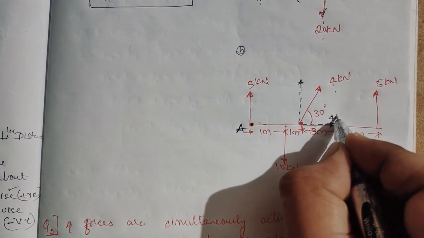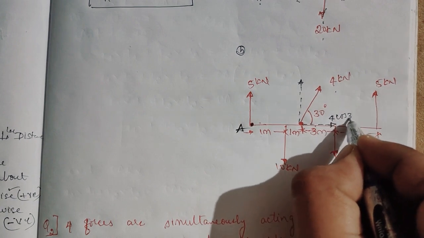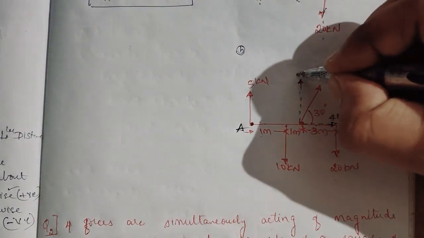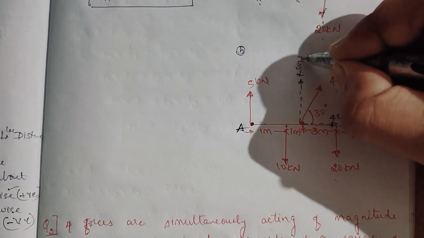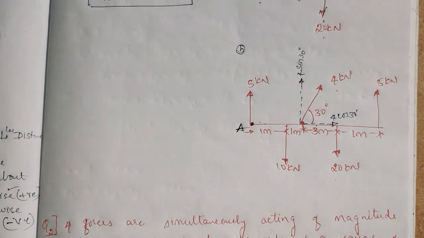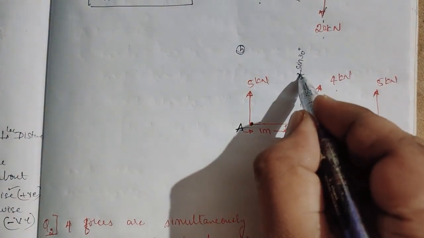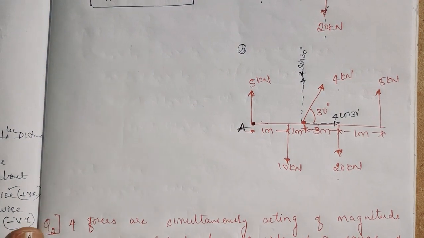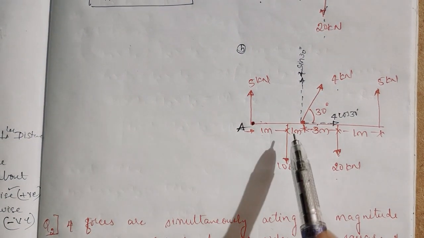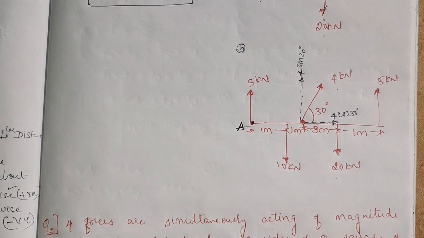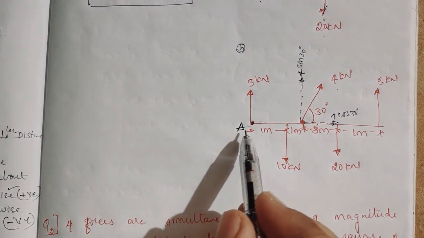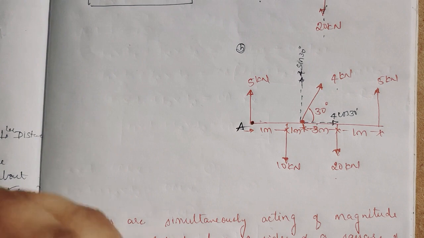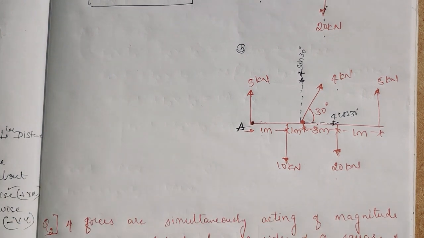4 cos 30 degrees. The other will be 4 sin 30 degrees. Where the angle is, it becomes cos, and where the angle is not, it becomes sin. Okay, 4 sin 30 degrees. Now, forces into perpendicular distance: only the forces which are perpendicular to A have to be taken, because other forces will not create moment.